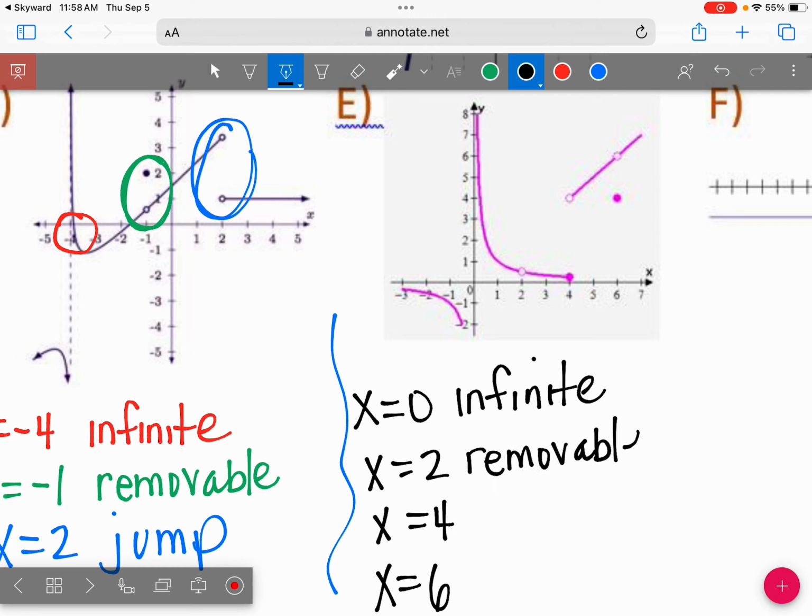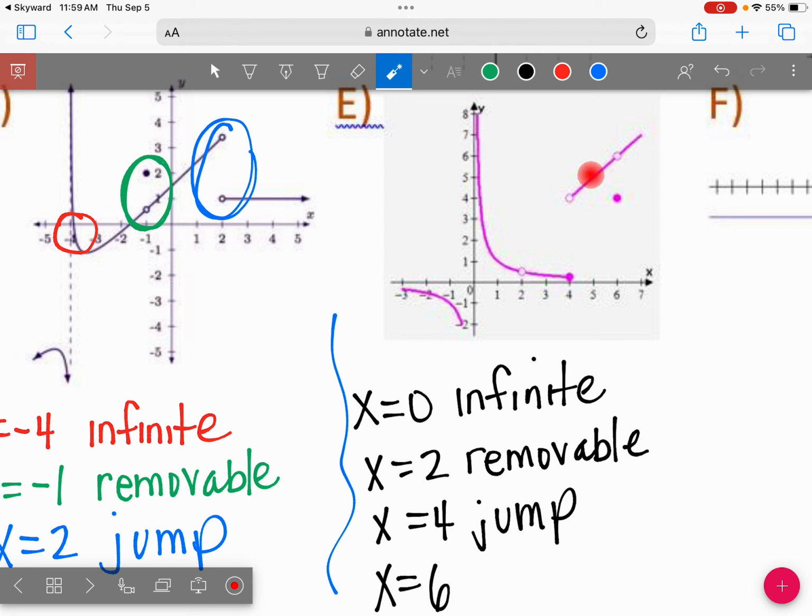What about at x equals 4? Jump. So to get from here to here, see, it's disconnected. It's not connected. So I have to actually jump to hit that next graph. And then at x equals 6, what do we have? Who says removable? Who says jump? Nope. It's a little hole.